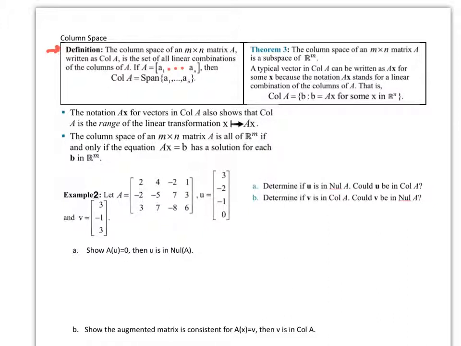So a couple of nice notes that we do have here. The notation AX for vectors in col A also shows that col A is the range. And this is a word that we're defining, of the linear transformation x going over to AX. And then the column space of an m by n matrix A is all of Rm if and only if the equation AX equal to b has a solution for every b that we do have in Rm.